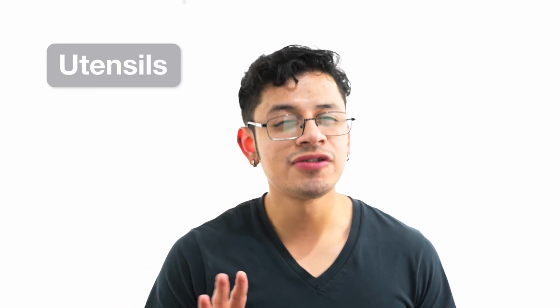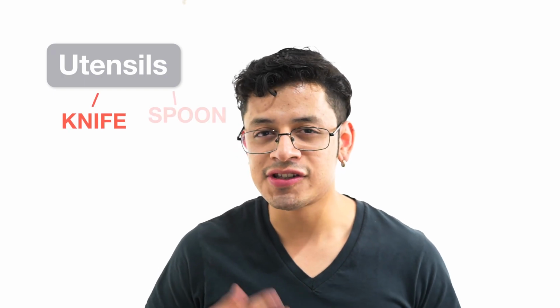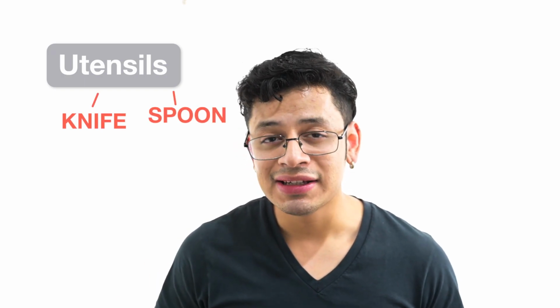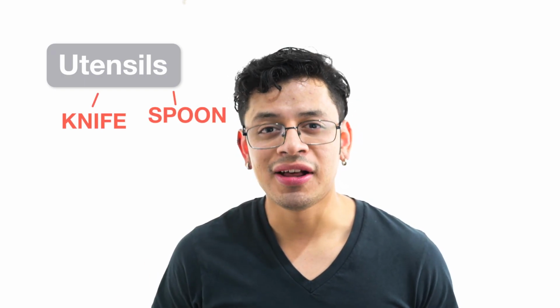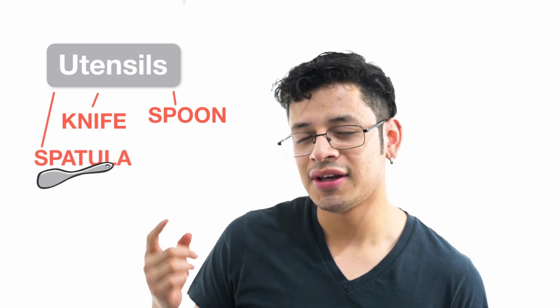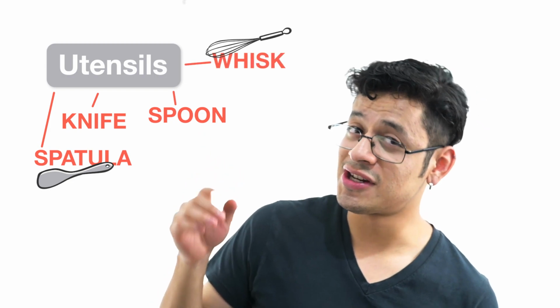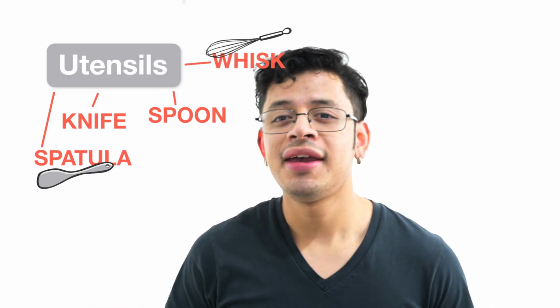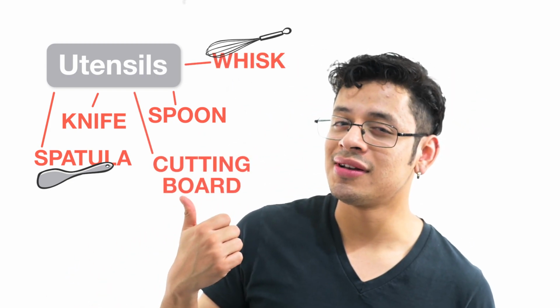Okay? Now, for utensils, most of you already know knife and spoon, but you might also need something else, like a spatula, which is very specific, or a whisk, which can be a noun or a verb. And what about a cutting board to complement that knife?